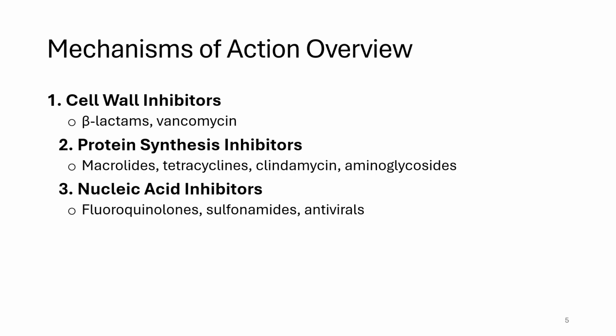Okay, so here we're going to zoom out and look at our major mechanisms of action for antimicrobials. Almost every antibiotic fits into one of these three buckets. So first, our cell wall inhibitors. These include our beta-lactams and vancomycin. These drugs specifically interfere with bacterial cell wall synthesis, which causes the bacteria to lyse and die. Because humans don't have cell walls, this mechanism is very selective, and that's why many of these agents are bactericidal. Clinically, these are mainstays for serious infections like sepsis, pneumonia, skin infections.